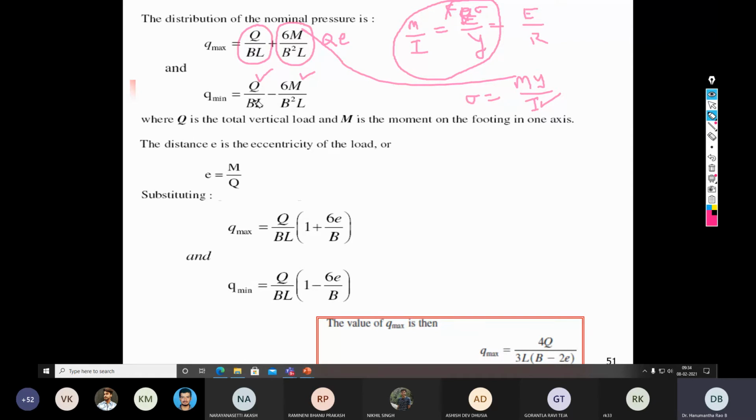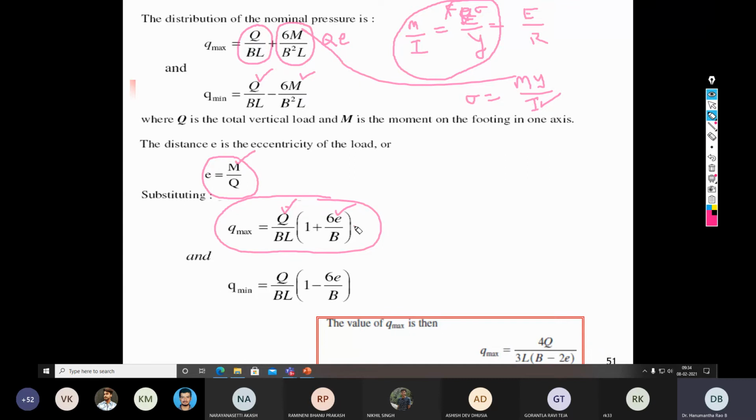In general, it can be written as Q is equal to Q by BL into 1 plus or minus 6e by B, where if you substitute in place of M, e is nothing but M by Q. Since we know the axial load on the footing and we don't know the moment, if you want to calculate the eccentricity, then use this equation. Substitute e is equal to M by Q here and simplify. What you get is Q by BL into 1 plus or minus 6e by B.